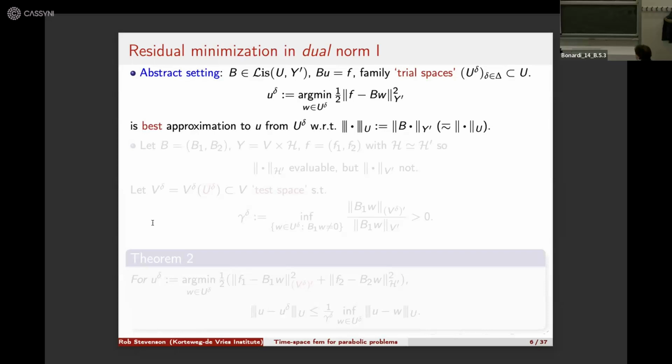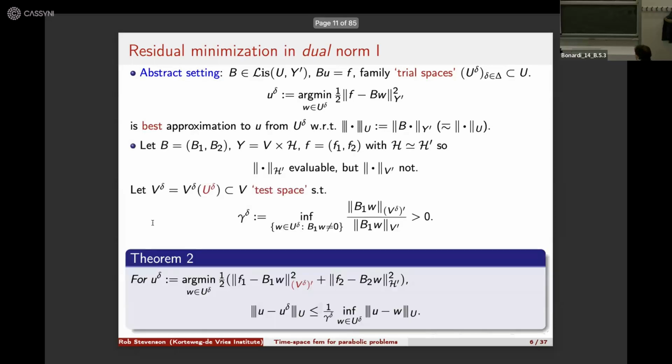That's good. The only thing is that you cannot do it because you have the Y prime norm here, you have the dual norm. You cannot evaluate it. So what to do with that? So let's focus on the case we are interested in. We have an operator that has two components, B1, and this had kernel 0, you remember. But this is the abstract setting.